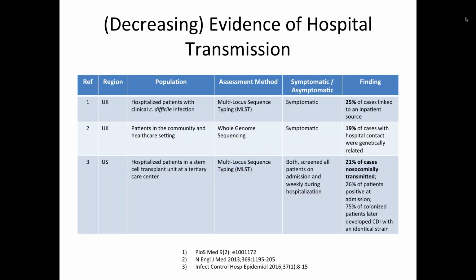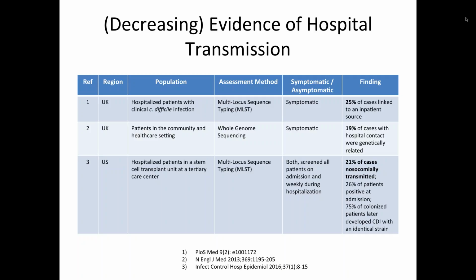Another study, also in England, looked at patients in the community and in the healthcare setting using now whole genome sequencing, which is a little bit of an advanced technique to look at genetic relatedness. These were patients that were symptomatic or had clinically significant diarrhea. And a somewhat similar finding, excuse me, 19% of all the cases that had hospital contact were genetically related. Again, kind of suggesting that the majority of onset of cases in the hospital setting weren't actually getting those isolates while they were there in the hospital, and they were genetically related maybe to another reservoir.